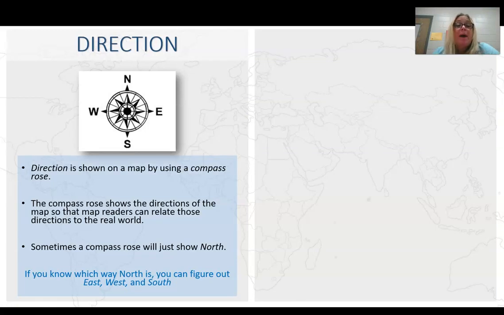Direction is shown on a map by using a compass rose. Here you can see a compass rose. The compass rose shows the directions of the map so the reader can relate those directions to the real world. Sometimes the compass rose will just show north, but if you know which direction north is, you can easily figure out east, west, and south. Direction.